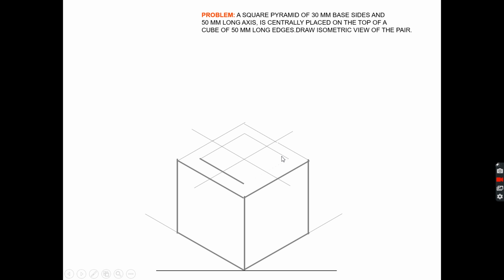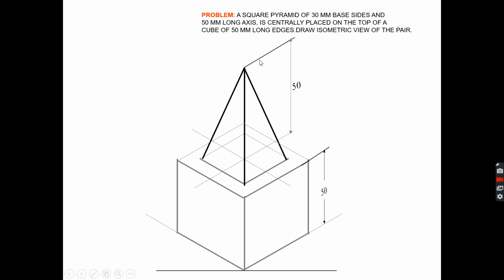So I can draw the base of the square pyramid. Then the axis of the square pyramid is 50 mm long, so first I will draw the axis. Then I will join all the corner points of the base to the top of the axis with straight lines. Whatever portion is visible to you, you can draw with an HB pencil like this.